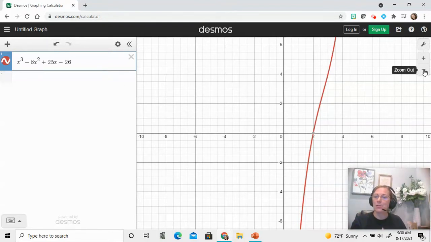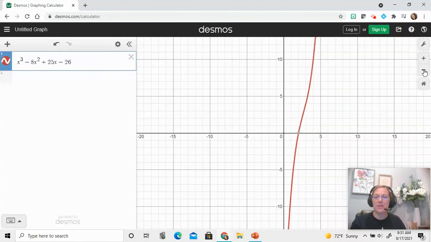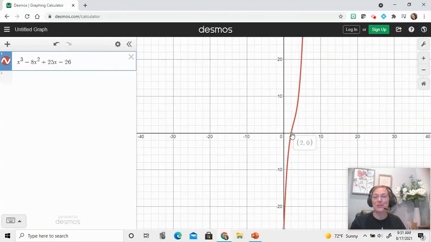I'm going to zoom out just a little bit, making sure that that is in fact our only real solution. Notice I'm looking at the x-axis. That's where we find solutions. At this point, when I hover over it in Desmos, it gives it to me as a coordinate point. However, we know only the x value is what we're looking at. So I know that I have a solution at x equals 2, and that is our only real solution. So let's go back to the equation and find the imaginary ones.